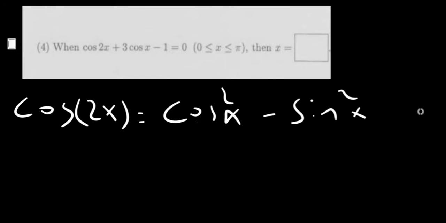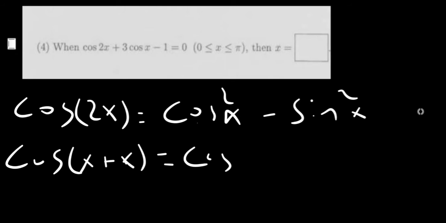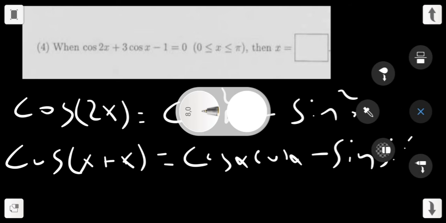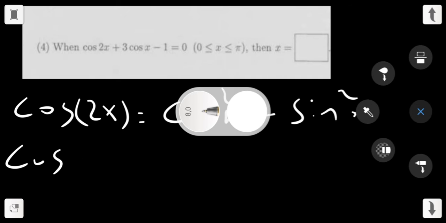Well, cosine of x squared minus sine of x squared, right? This is just, if you don't remember this, cosine of x plus x. So you would have cosine of x multiplied by cosine of x minus sine of x multiplied by sine of x. So just this, okay? Nothing too fancy. I didn't do anything fancy. This formula over here is the double arc formula, okay? So cosine of 2x is equal to that.